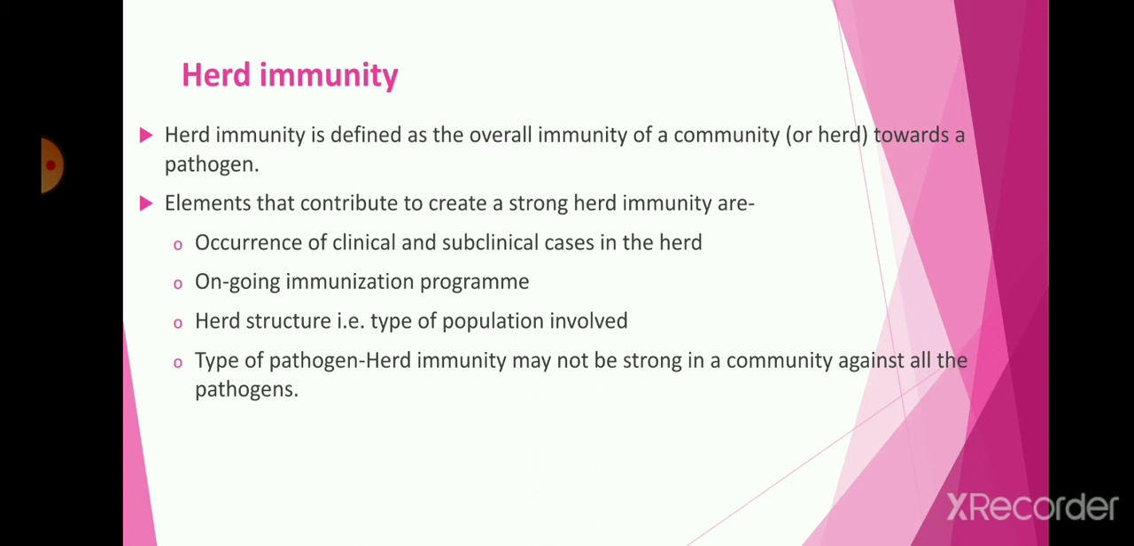Then the type of pathogen: herd immunity may not be strong in a community against all pathogens. Some communities have immunity against some specific pathogens, not all the pathogens present in the environment or the body of the organism, but for some types of pathogen there is herd immunity in a strong community.